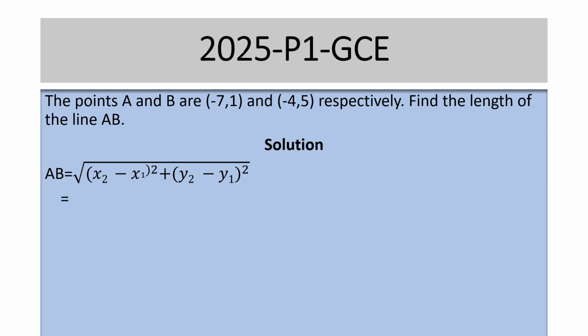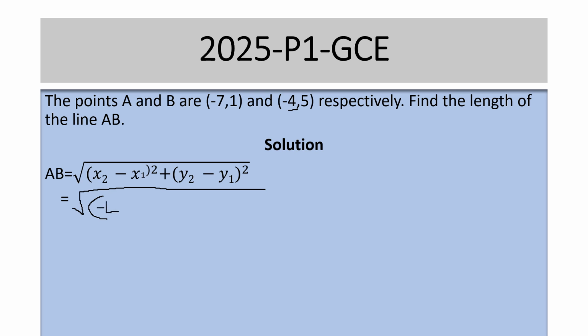Let's now look at how to solve the length of a straight line between 2 points. The formula is AB is equal to the square root, open brackets, x2 minus x1 squared plus y2 minus y1, close brackets squared. You're supposed to identify which one will be your x1 and x2, also y2, y1. So in this case, I have my x2 here. I take -4 to be my x2.